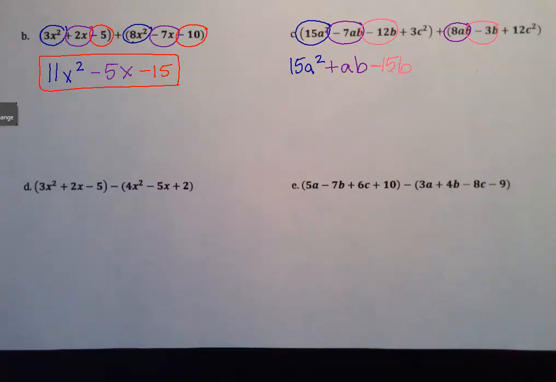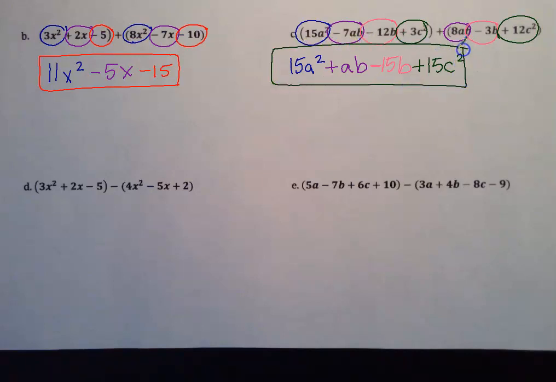Okay, then we have a positive 3c squared, a positive 12c squared. So positive 3c squared plus positive 12c squared is a positive 15c squared. And you've combined all the like terms. So you're done.